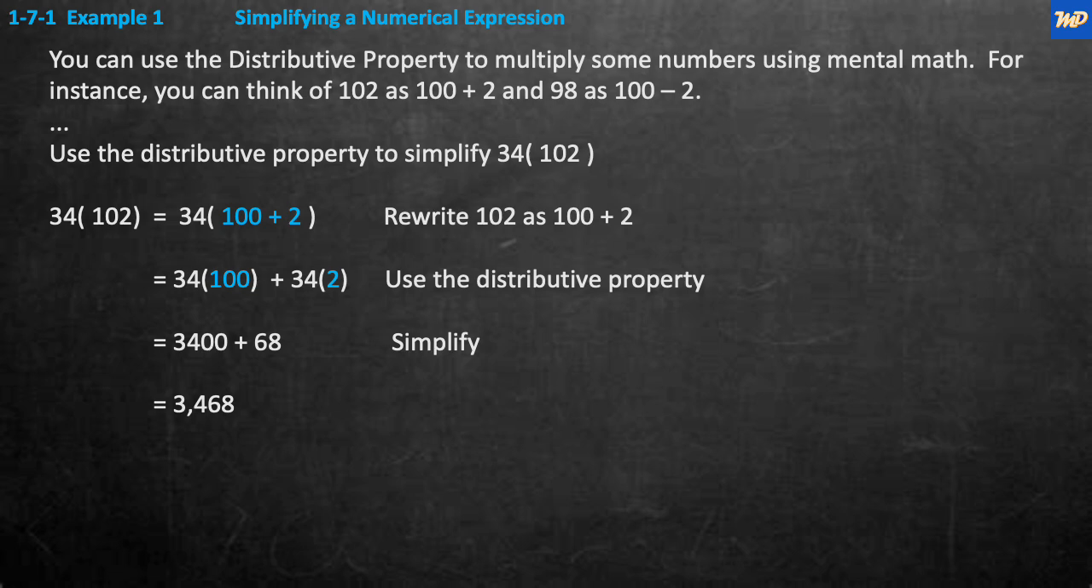So 34 times 102 is equal to 34 times the quantity 100 plus 2. Now you can see how it's going to get pretty easy, because 34 times 100 is 3,400, and 34 times 2 is 68. So the answer is 3,468. That makes the multiplication pretty easy, doesn't it?